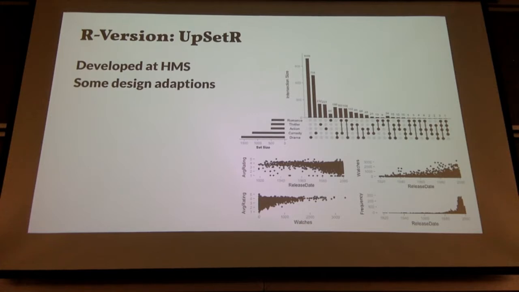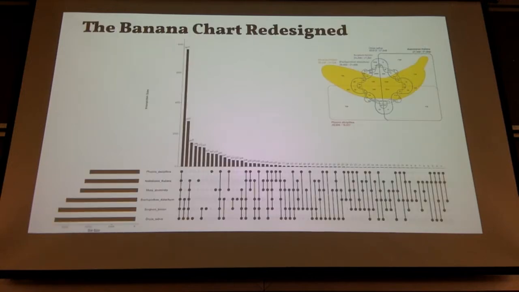The biggest one being that we flipped it over, because on paper, like in a figure, you usually have more space like this than like this, and you're not able to scroll. And then we have different types of attribute visualizations, basically to work better with print. And then we have, of course, redesigned the banana chart. So this is the banana chart redesign.